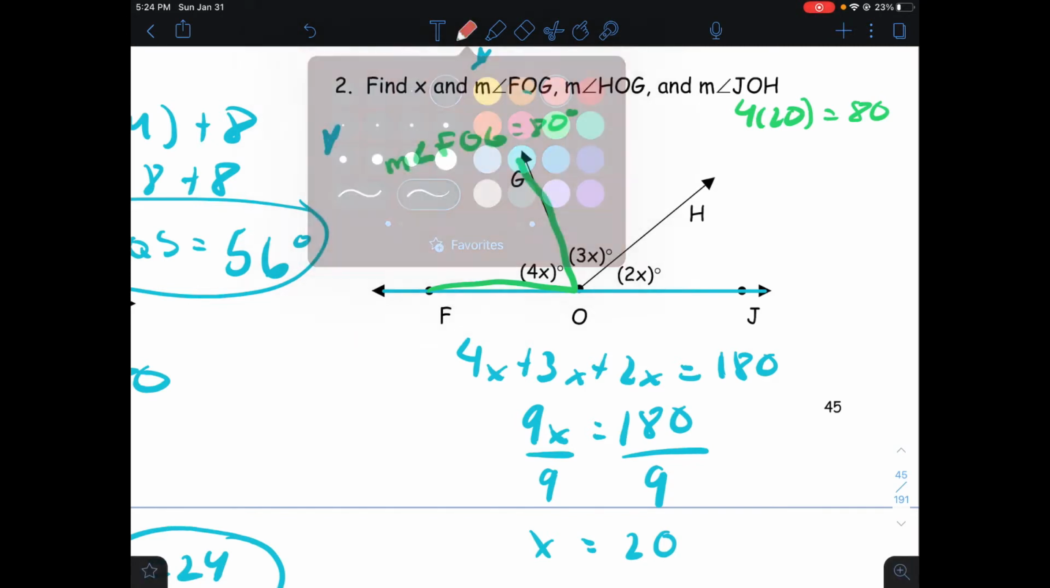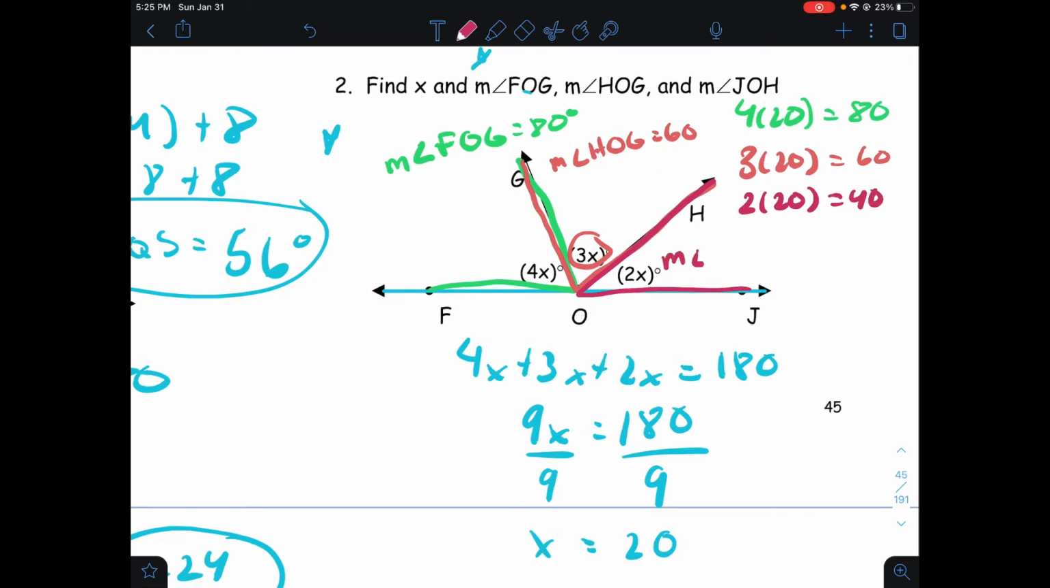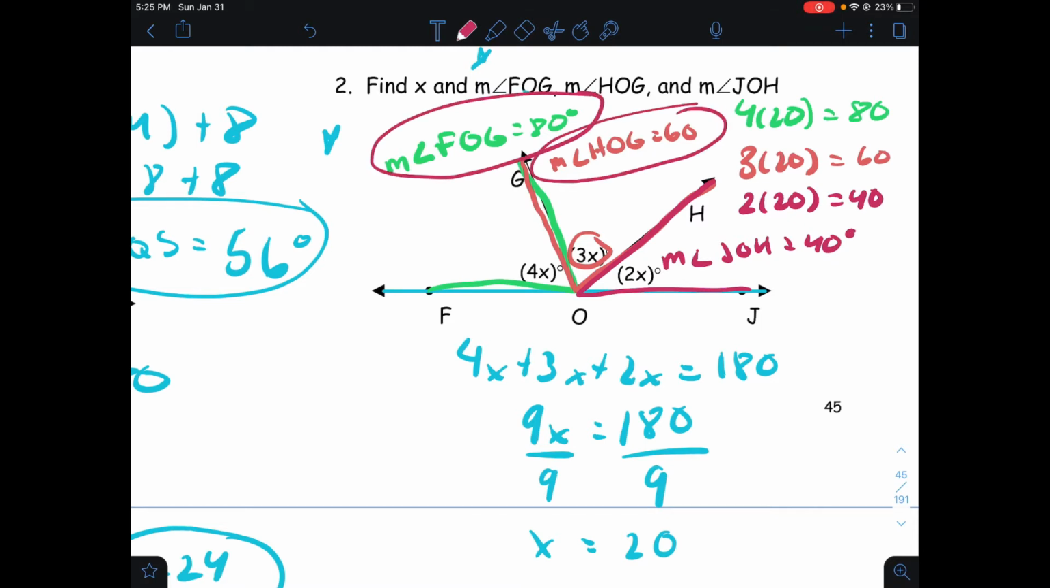Then we'll do HOG. We'll say 3 times 20, right? Because HOG is equal to 3x, and we get 60. Then we got our last one here, which is JOH. We'll do 2 times 20, which gives us 40. So we got the measure of angle JOH equals 40 degrees. That was a lot. We had to find quite a lot there.